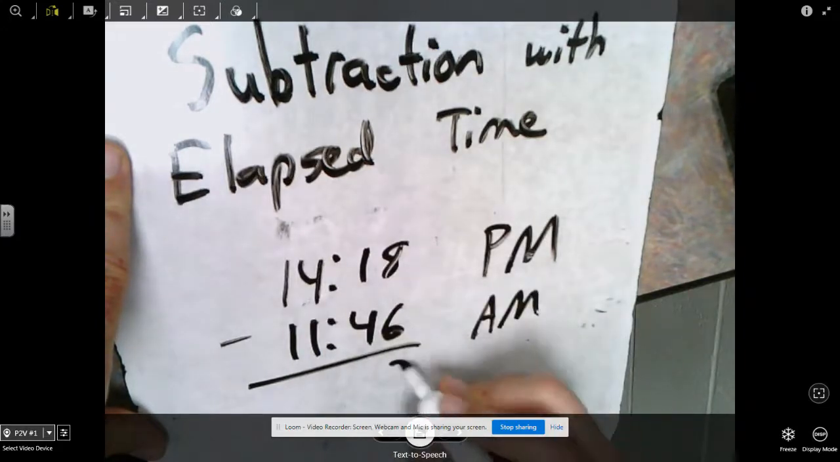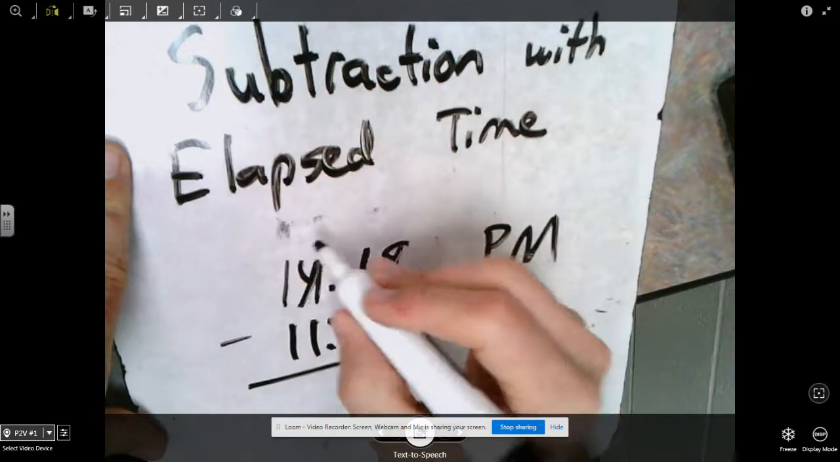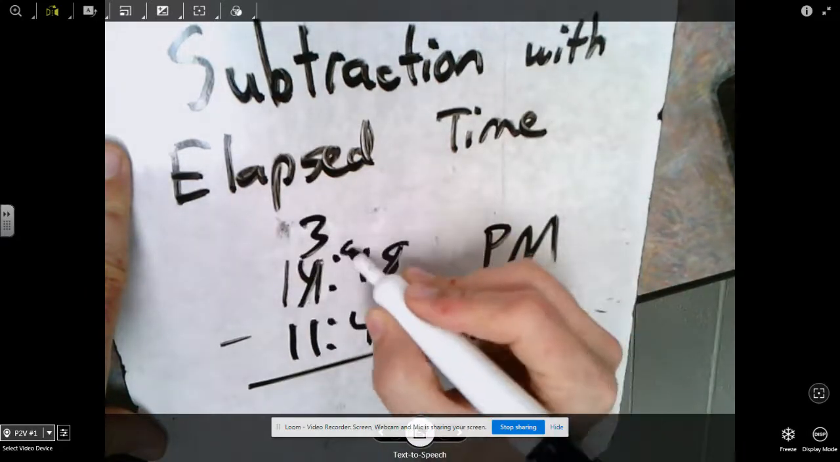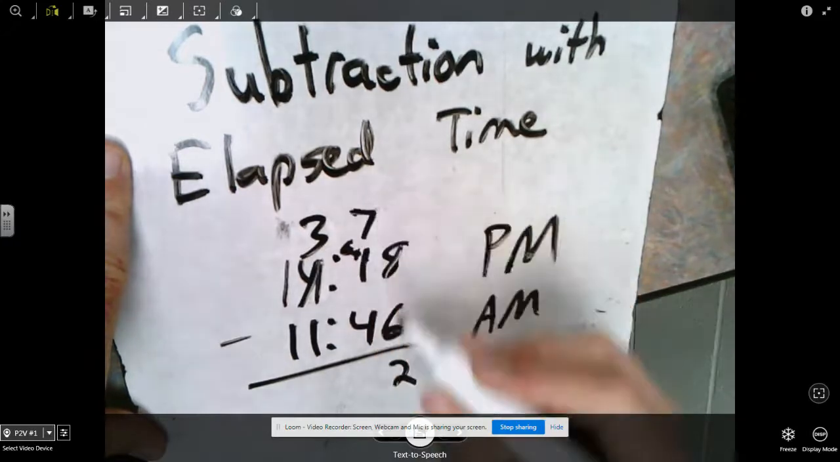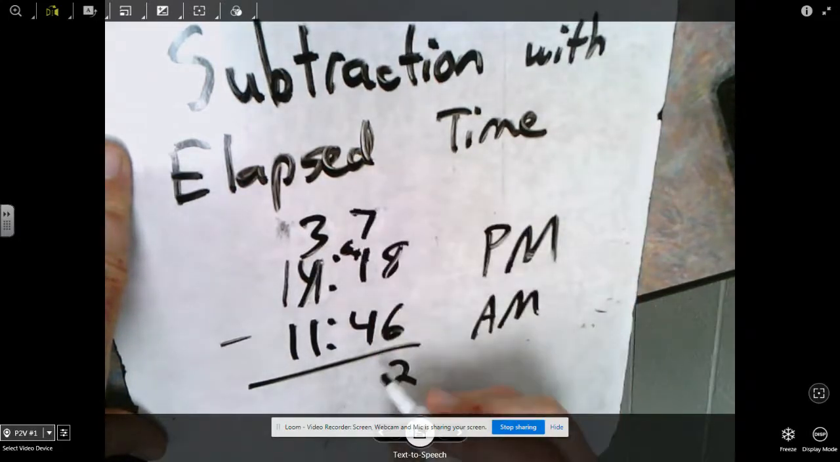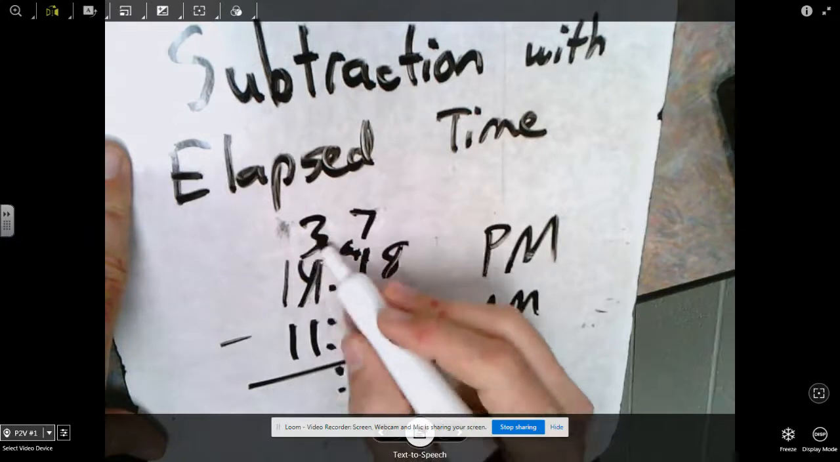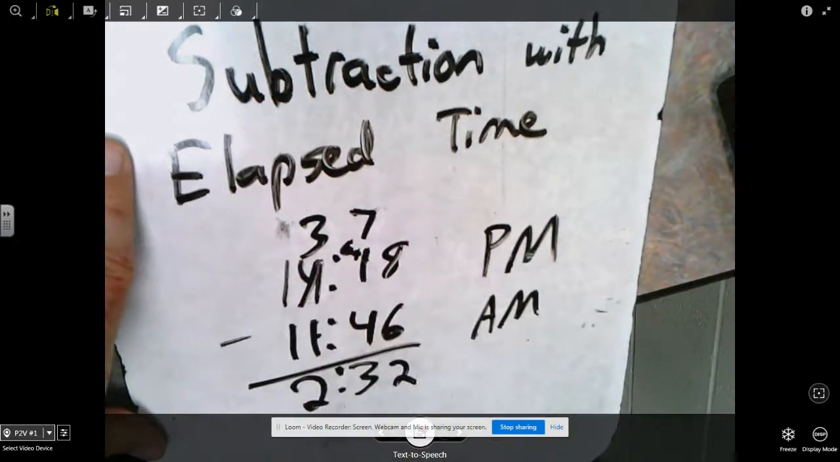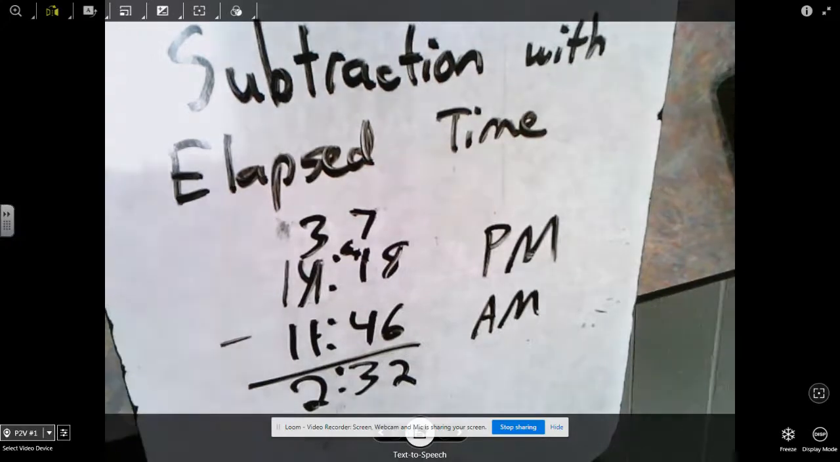8 minus 6 is 2. I have to borrow a whole hour. Since a whole hour is 60 minutes, I add 6 to this tens place. That's 7. 7 minus 4 is 3. 3 minus 1 is 2. And that's 0. For me, this is a little quicker way of getting the elapsed time, 2 hours and 32 minutes. So you can use whatever strategy works best for you.